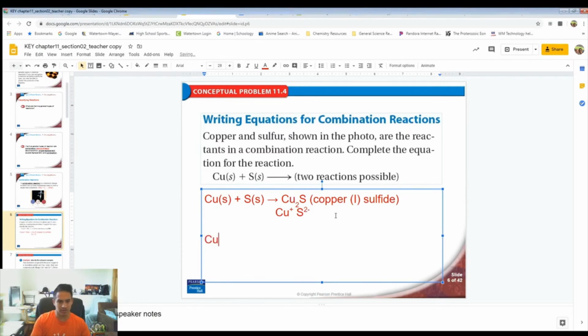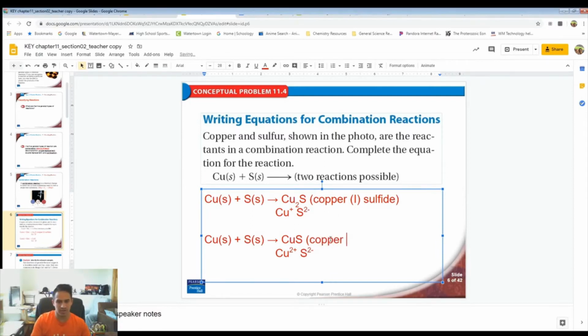Otherwise, our other reaction would be copper reacting with sulfur, and we're going to make copper(II) sulfide, which would look like this. It's going to look like that because now we have copper with a 2+ charge bonding with sulfur with a 2- charge. You only need one of each.